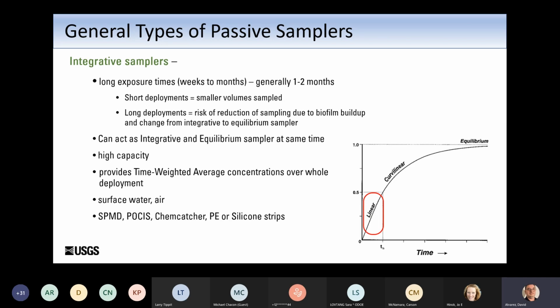So could be similar chemical classes. We'll take PAHs, for example, some of these petroleum hydrocarbons. Something like naphthalene is going to reach equilibrium considerably faster than something like chrysene due to the differences in their log KOW. While the sampler is working in that integrative or linear phase, the data is expressed as the time-weighted average concentration. These types of samplers are most commonly used for surface water and also for air applications. Common samplers are the SPMD, the POCIS, ChemCatcher, polyethylene devices, or silicone strips, and there are many others as well.